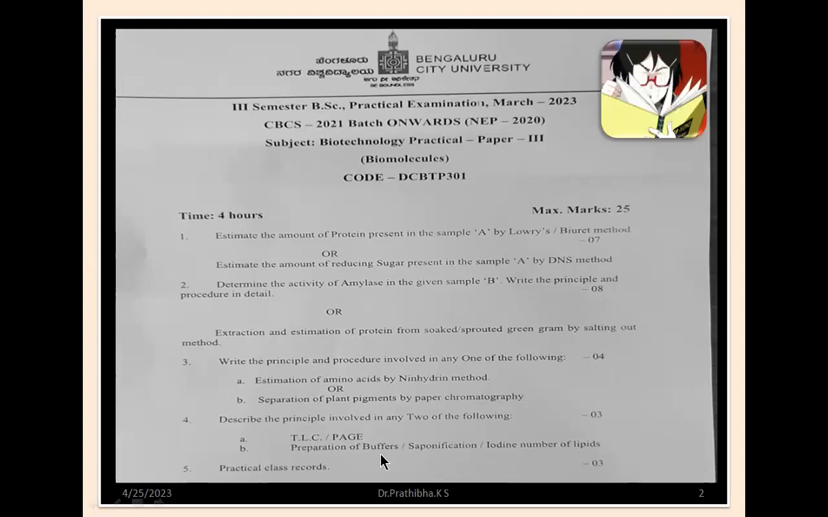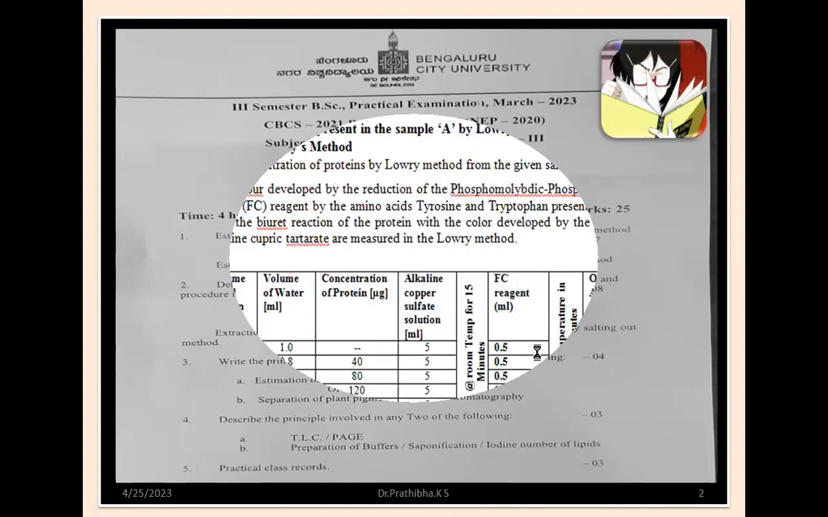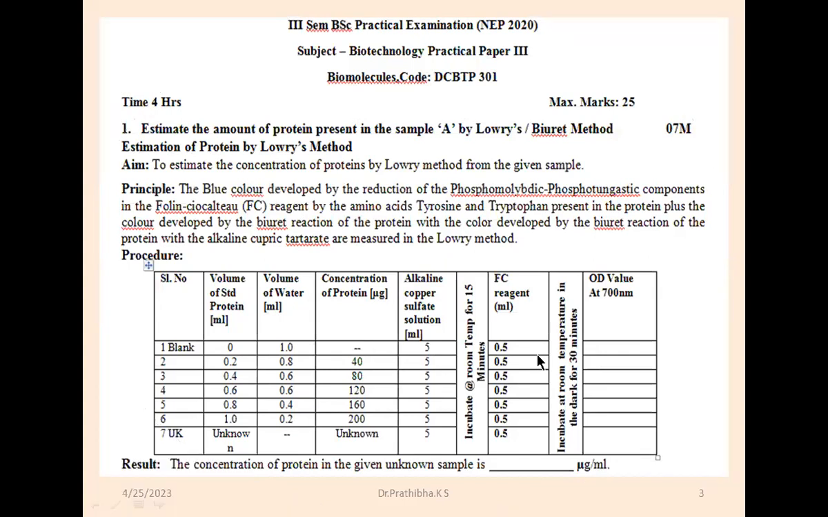And even preparation of buffers. Then saponification, acid number of lipids. Or you can also comment on this particular TLC, PAGE, preparation of buffer, how are you going to prepare buffer, or definition of the buffer and what are the different types of buffer, like that. Then saponification, acid number of lipids. Okay. Then the fifth one is the practical record. This carries 3 marks.